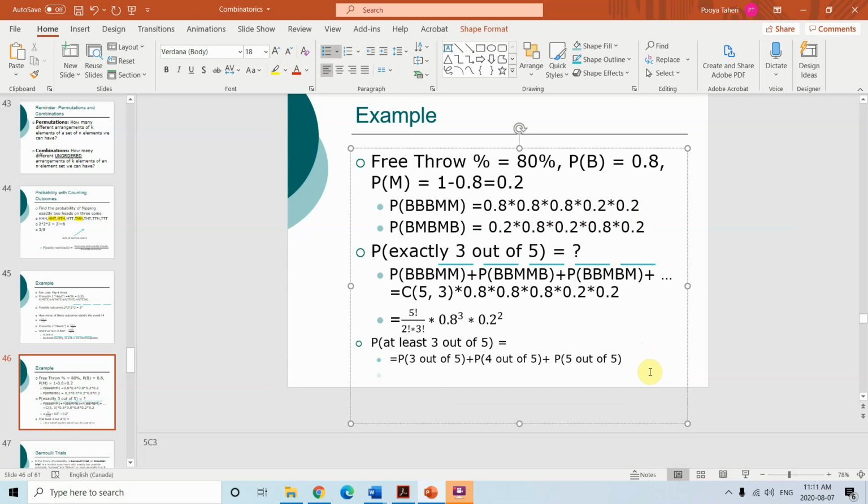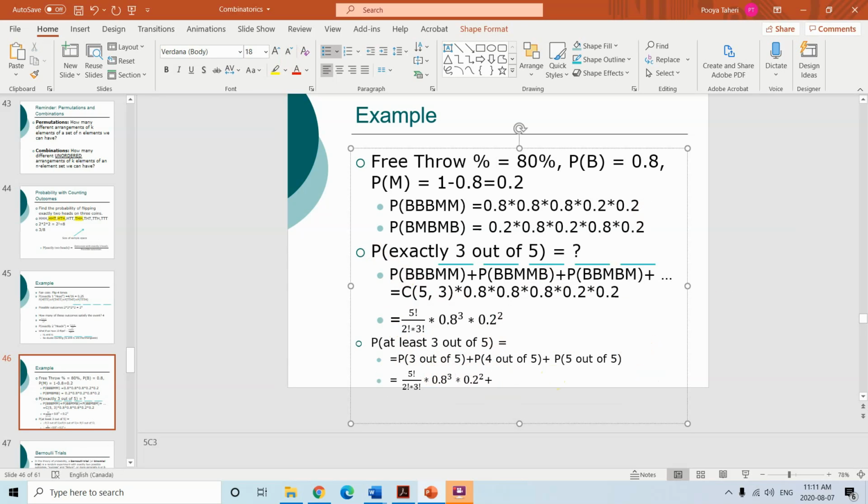Okay, now for each of them we can calculate them the way we answered the previous part. What is the probability of having exactly 3 successful throws out of 5? We already calculated it, right? This is what we have.